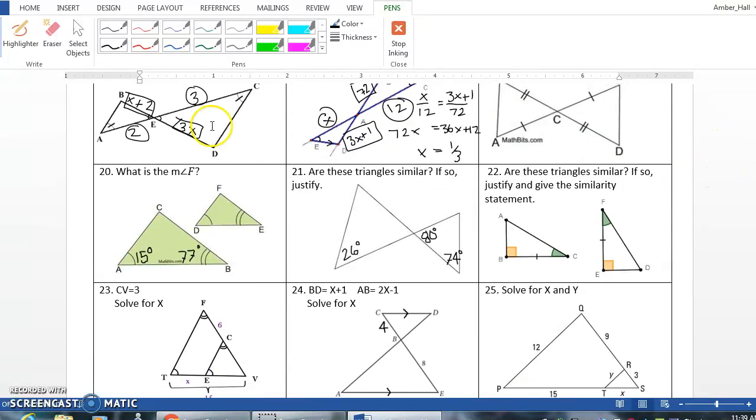What is the measurement of angle F? Well, because it says that these two angles are congruent, we know that they are similar triangles, which means all the angles are congruent. So if A is 15, D is also 15, B is 77, which means E is 77. Now we can just simply subtract from 180 and get the measure of angle F. And it equals 88 degrees.